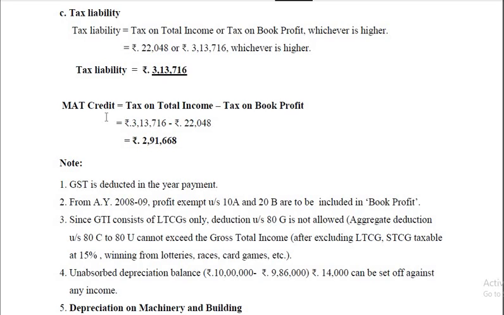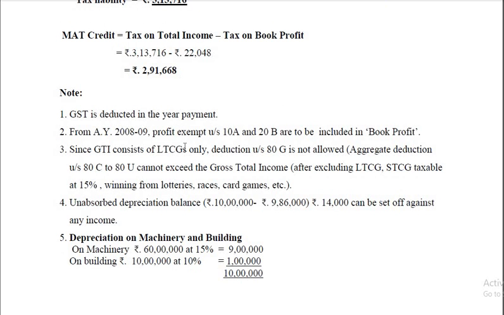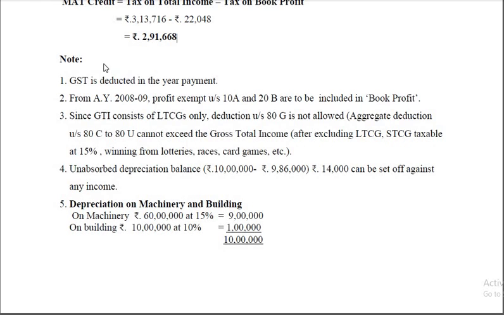Once again, let me remind you, MAT credit means the difference between tax on book profit and tax on total income. In other words, tax on book profit minus tax on total income. It is the reverse order. I have made a mistake here, but while putting the values, I have written properly. 3,13,716 minus 22,048. So this is the MAT credit, which can be used when tax on total income is more than book profit in subsequent years. Okay, some notes I have given.